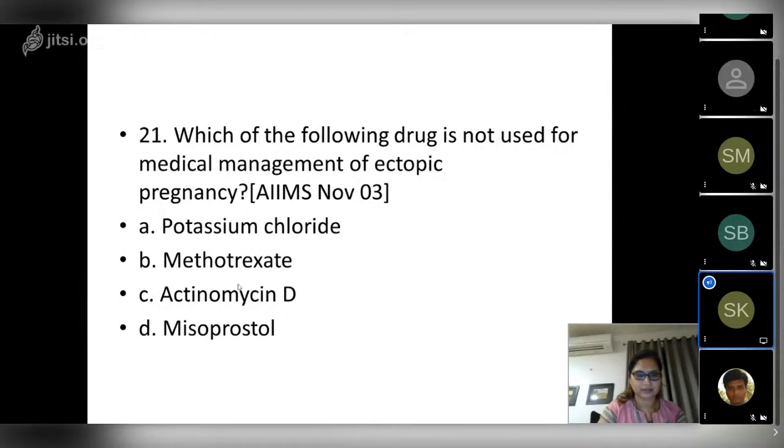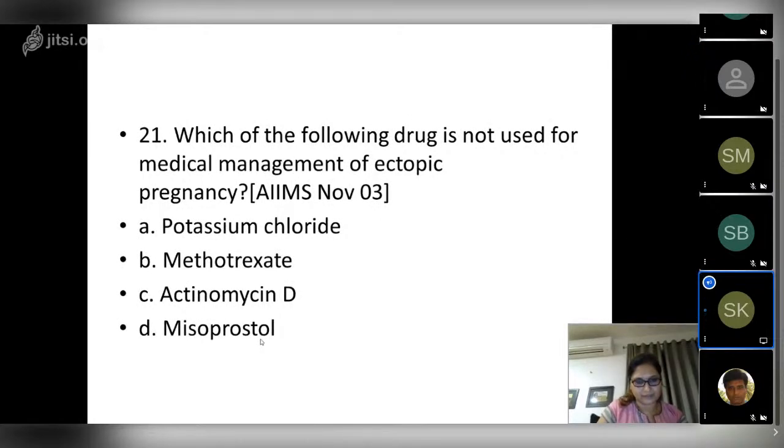Misoprostol. Yes, D, misoprostol. What is misoprostol? Prostaglandin, PGE1. So where is it used? What are the indications of misoprostol in obstetrics? For abortion. Yes, it is used in abortion.